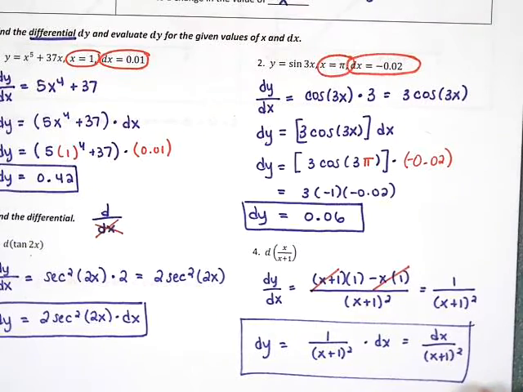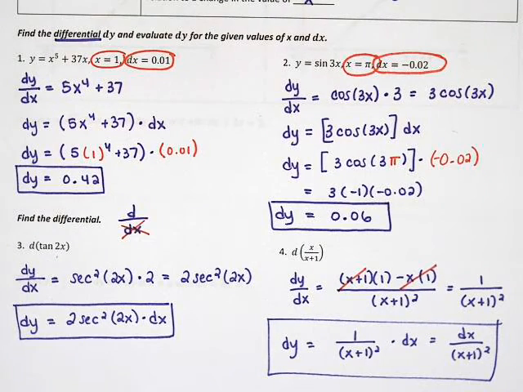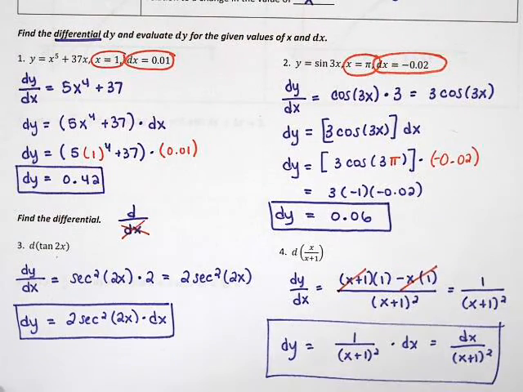Now, like I said, this is just the mechanics of it. Find the derivative, multiply by the dx. Sometimes you plug in numbers, sometimes you don't. Let's look at some specific examples.